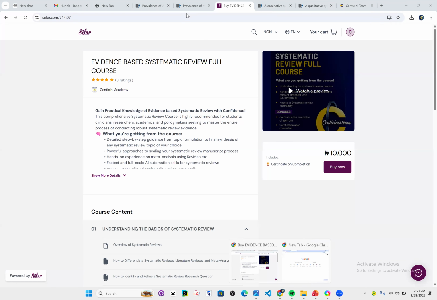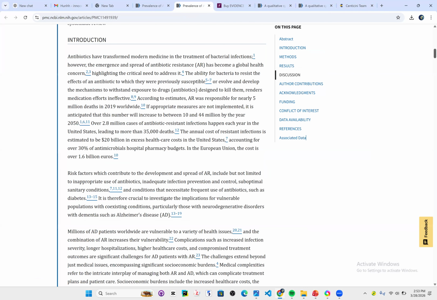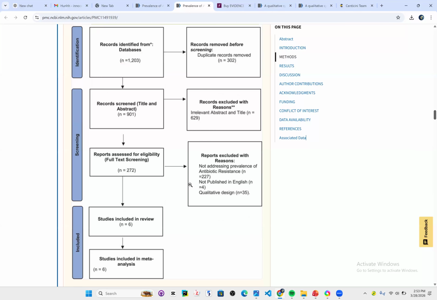Now look at this paper here. Let me just show you. I'm going to drag this down. Now you can see here, this is what we call the PRISMA flow diagram, right? What the PRISMA flow diagram does is that it tells you the reasons for exclusion. It gives you an avenue to address the reasons for exclusion.